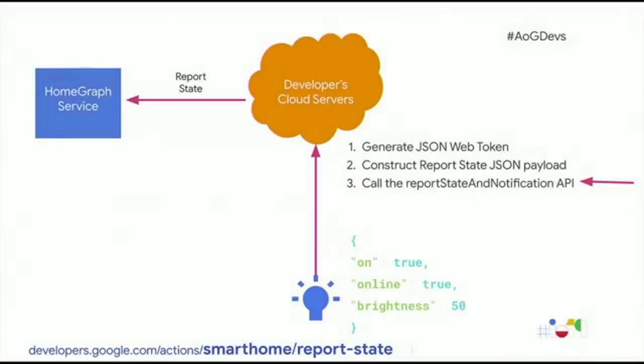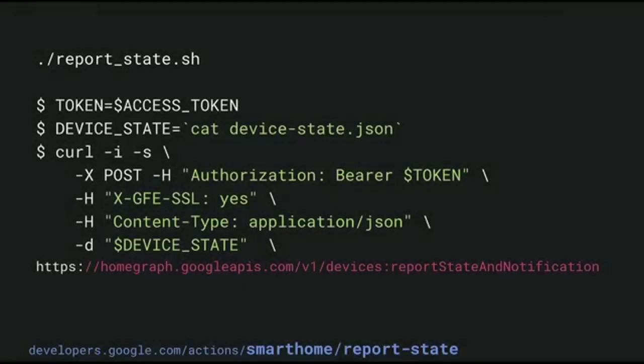And finally, let's call the report state and notification API. And let's take a look at this in the form of a curl command, which is very straightforward. The token goes into the authorization header as a bearer token, and the body becomes the report state JSON payload that we just created. And you make a simple POST call to the Home Graph report state and notification API. And that's it. At that point, all your smart displays, visual displays, and Google Home app should show you the latest state for your devices.